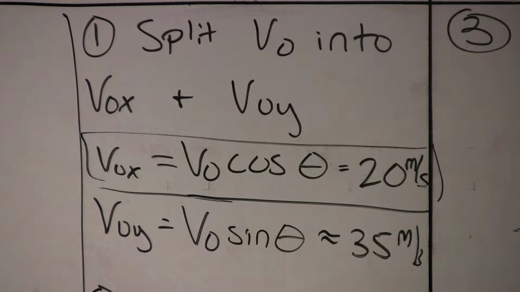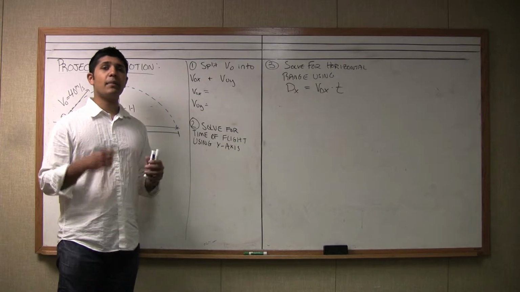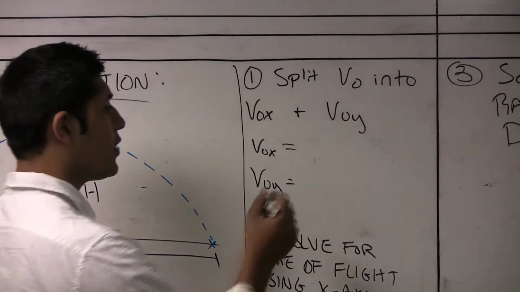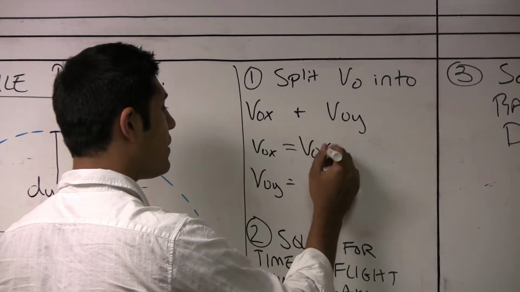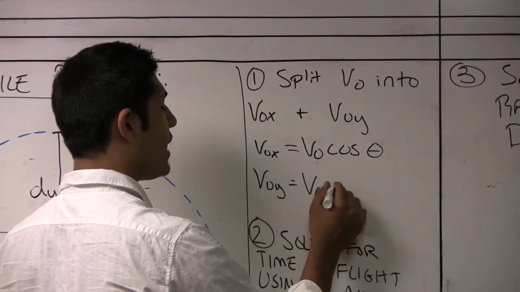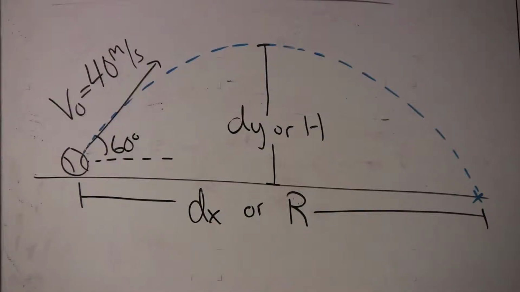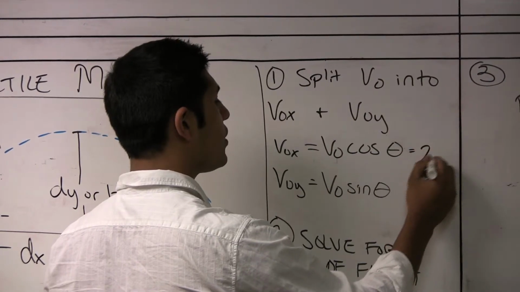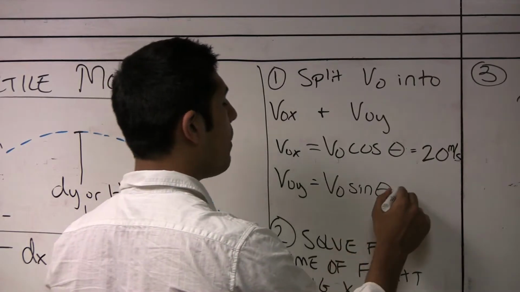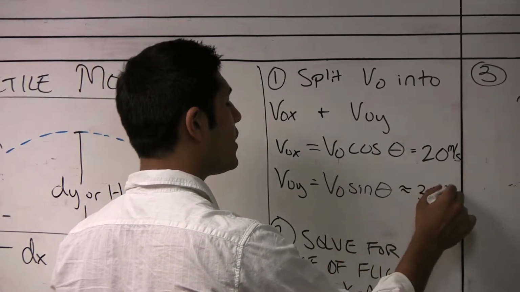Now, the FFS technique to solving projectile motion problems starts with the first step: decompose your vector, or split your initial velocity, into an x component and a y component. This can be done with your simple SOHCAHTOA. So v naught x is equal to the initial velocity times the cosine of theta, and v naught y is equal to the initial velocity times the sine of theta. If theta is 60 degrees and the initial velocity is 40, then the x component is going to be 20 meters per second, and the y component is going to be about 35 meters per second.